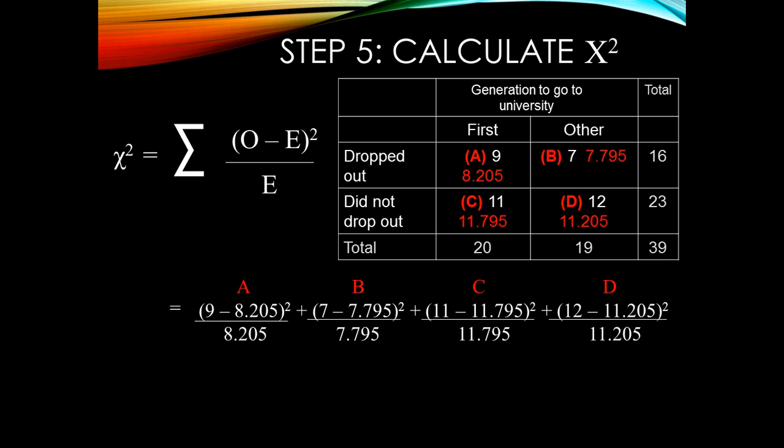Now, I dare say some of you are going a bit dizzy at this point because of all these numbers on the screen. But once again, we'll try and break this down step by step to make it manageable. So on your scrap paper, in your grid, just to help you keep track of all of this, write in on each of the 4 cells, A, B, C and D, those running totals so far of 8.205, 7.795, 11.795 and 11.205.